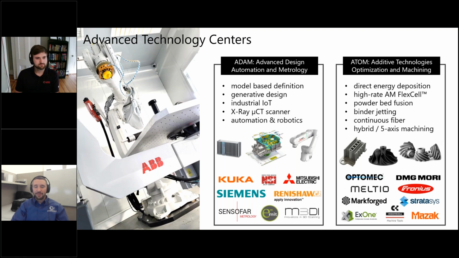Binder jet, continuous fiber. Hybrid machine is where you grow the part additively and then you also machine it in the same operation. So you can machine faces that maybe are inside the part that are not accessible to a cutting tool using that method.